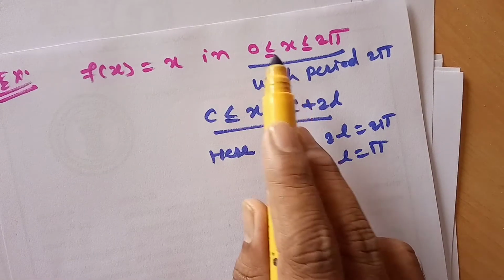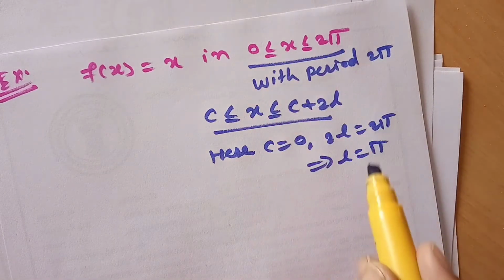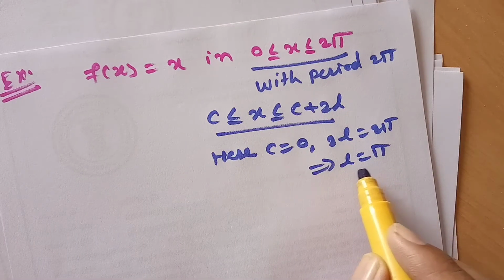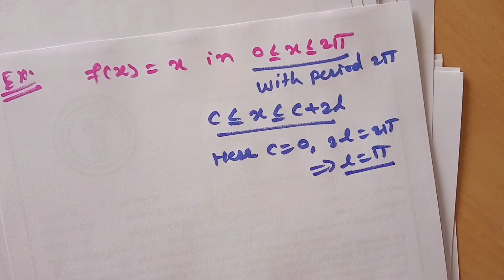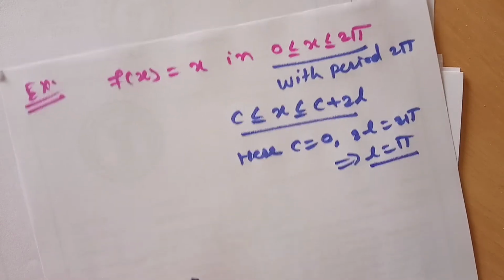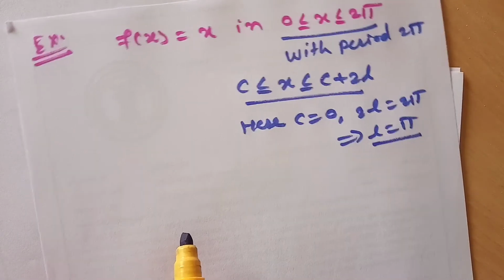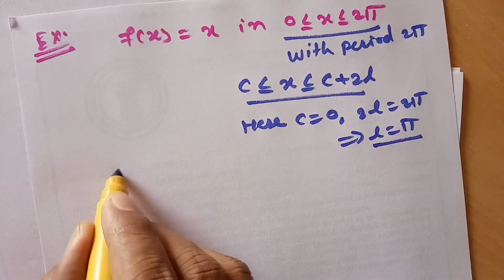Now, using this we get 2L, because in our formula we need L. 2L is equal to 2π, therefore L equals π. Now I will write first of all the formula for Fourier expansion. What is the formula?